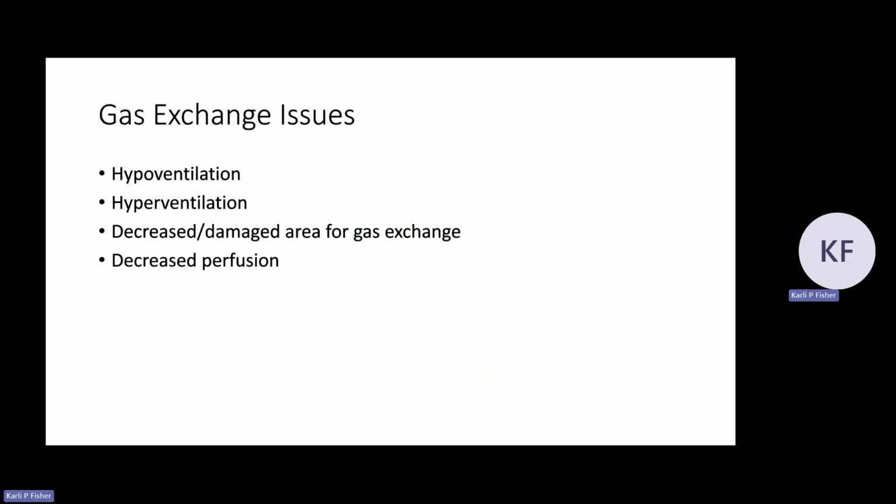And then decreased perfusion. So that's that lack of blood flow, right? We're for some reason not getting blood flow down to the capillaries anymore. That's your pulmonary embolisms. That's your blood flow issues in your patients that have damaged blood vessels from smoking, high blood pressure, things like that. Okay.